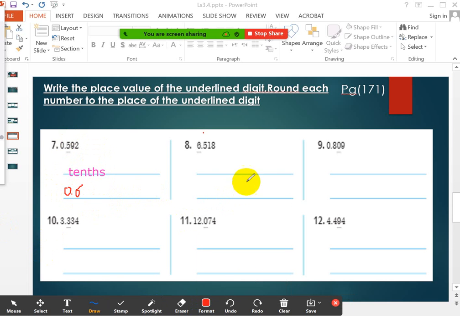Let's see Aryaf. Yes, Aryaf. Open your mic, dear. And I want you to help me to solve number 8. If I want to round to the underlined digit, which digit is underlined, number 8 or number 9? Number 8. What is the underlined digit here? Look, the line is under the 6. 6 is in which place value?